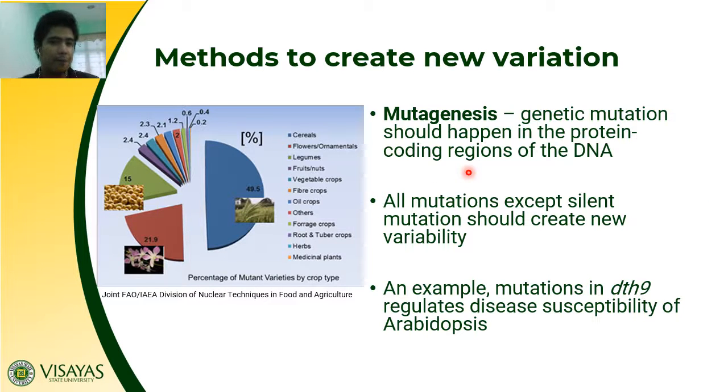Mutagenesis has already been used by plant breeders in different crops or different species to produce new varieties. And in fact, almost 50% of cereal varieties were produced by mutagenesis. All the others, let's say for example, flowers or ornamentals, legumes, and other types of crops.